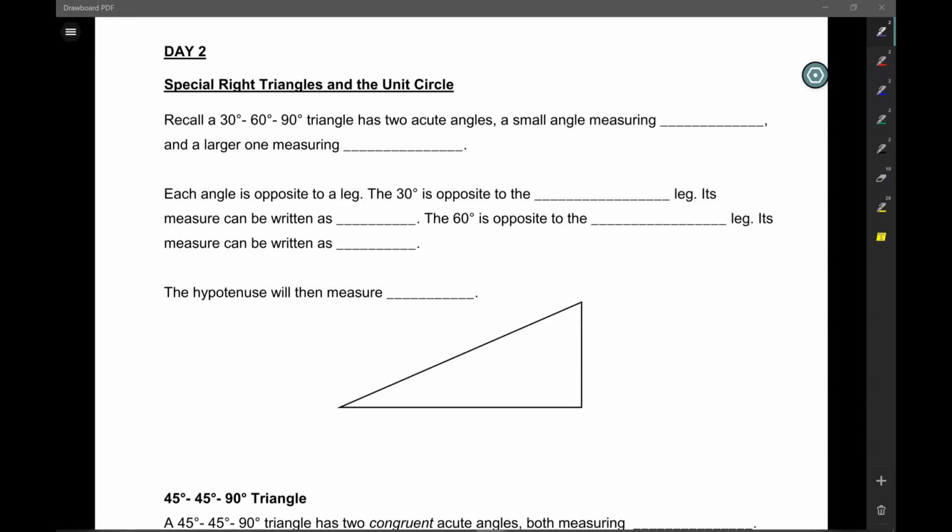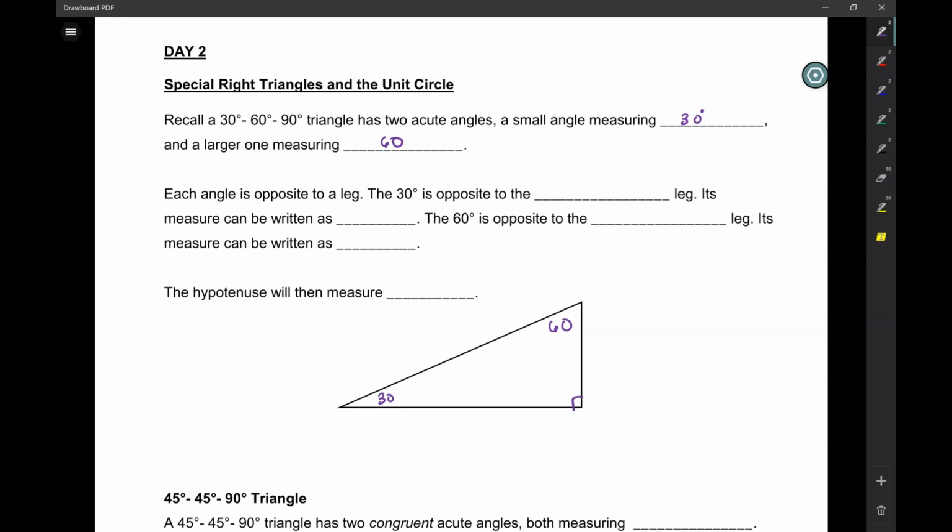Right, so in a 30, 60, 90 triangle, there are two acute angles, right? So here's a 30, 60, 90 triangle down here. One of the angles is 90 degrees. And then the other two are acute angles. One of them has a measure of 30 degrees. That's the small angle. And then there is a larger angle measuring 60 degrees. So two acute angles here, one small one and one big one.